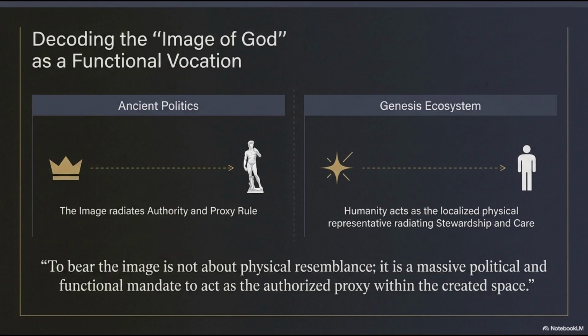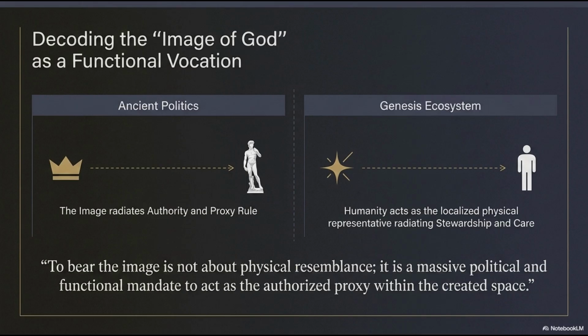So bearing the image is less about physical resemblance and more about a vocation. The text is placing humans in the ecosystem not just as another mammal to take up space, but as the localized physical representatives of the architect. To bear the image in this text is to act as the authorized proxy of the Creator within the created space. It is a functional role. It's a massive responsibility. It is.